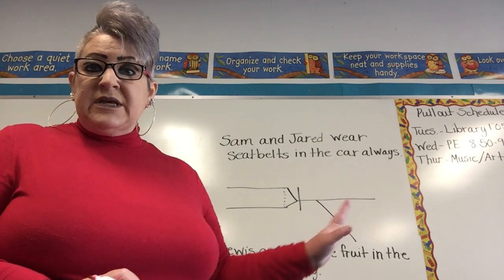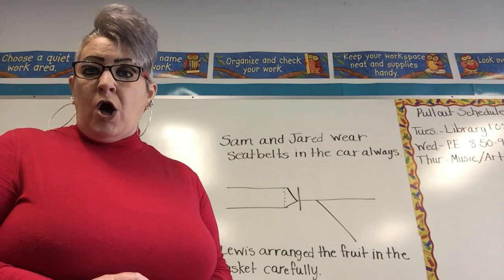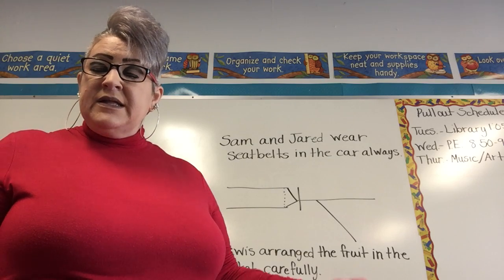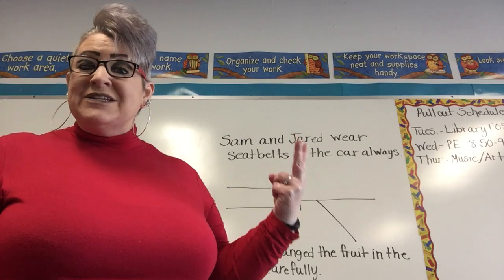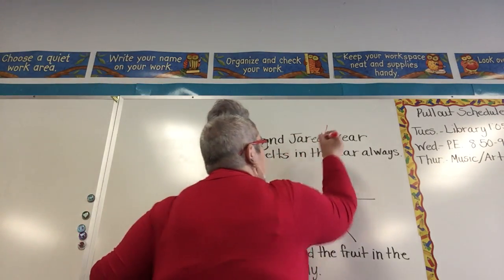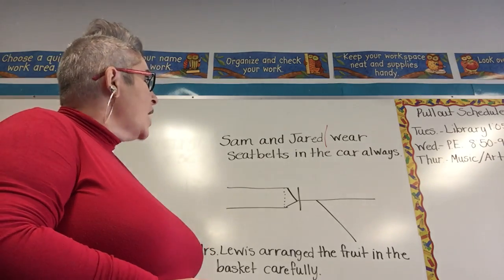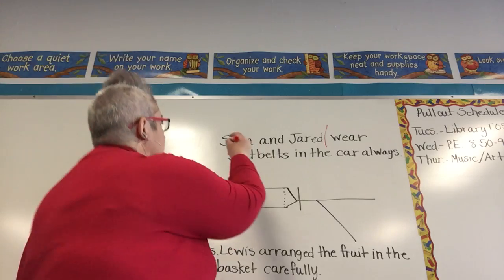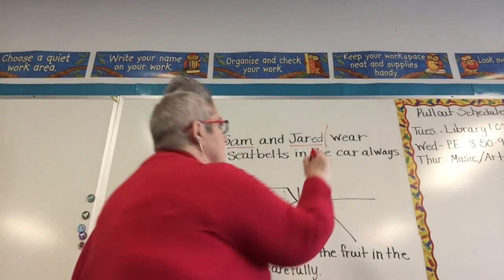So let's look at this sentence. Sam and Jared wear seatbelts in the car always. Well, who is this sentence talking about? It's talking about Sam and Jared. And what do they do? They wear. So I'm going to divide right here between Jared and wear. Then I'm going to underline my subjects one time. That's Sam and Jared. And my verb two times.